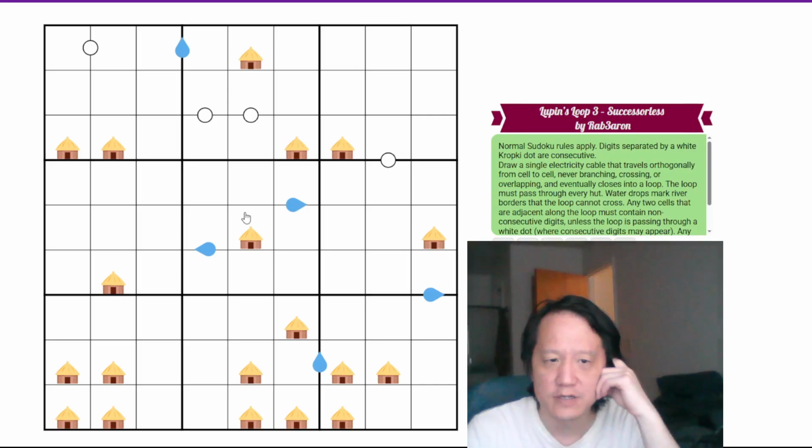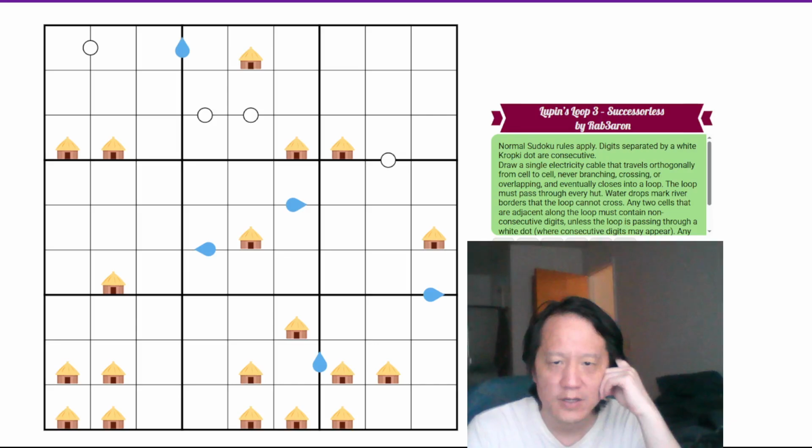Let's go. Okay, let's mark all the waters with something that blocks so that we know that we can't go through that way. Do we really need that, though? I feel like probably not, maybe.